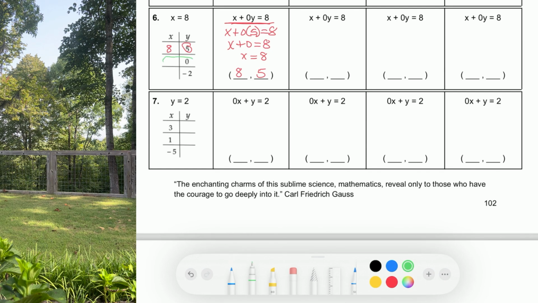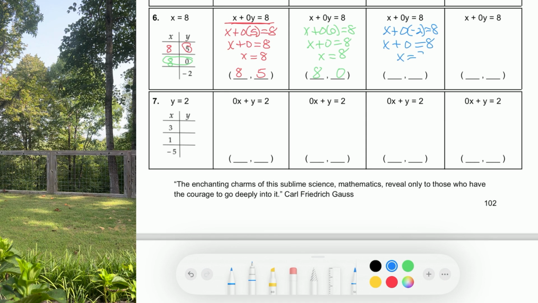I have 0 for my y this time. So x plus 0 times 0 equals 8. So x plus 0 equals 8. Interesting. X equals 8. Okay. So I have 8, 0. I'm going to put my 8 here. Now let's do it one more time. X plus 0 times -2 equals 8. Okay. X plus 0 equals 8. X equals 8. Well, that's weird.